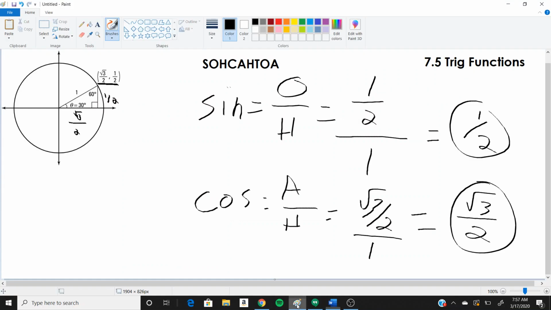So now we're going to come back and look at this triangle, and we're going to do tangent.